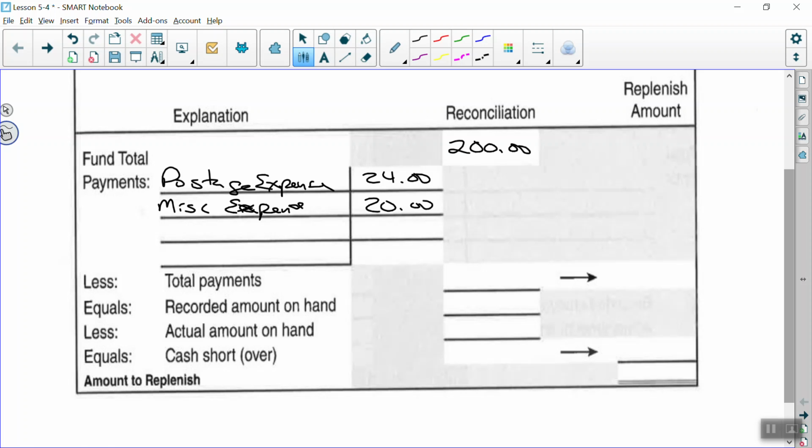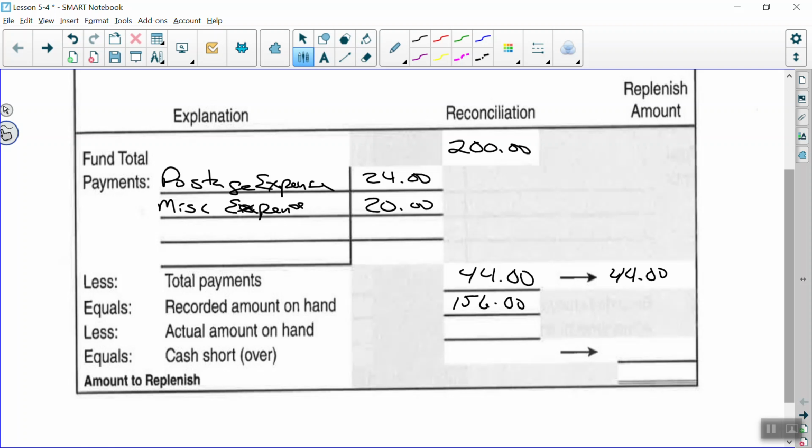All right. Are we up to this point? So now we add these two up, and I get $44, and down here on the total payments, we're going to put 44. That also becomes the amount that I'm supposed to write this check for. Okay, because technically, I should write it for $44. But some weird stuff happens. So now what I do is I take the 200 minus the 44, and I get 156. That's the amount of cash that I should have in the drawer.